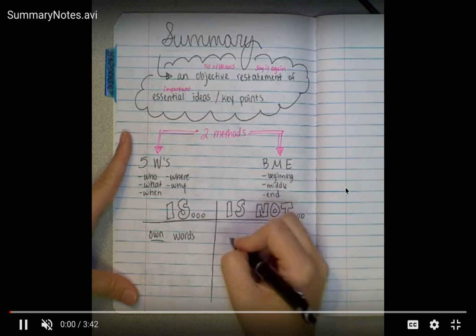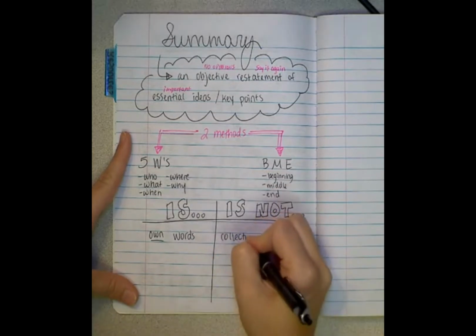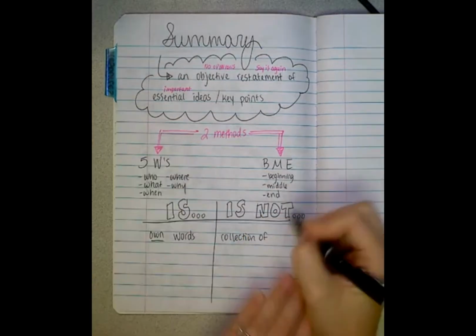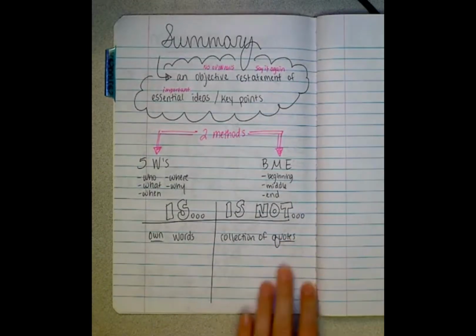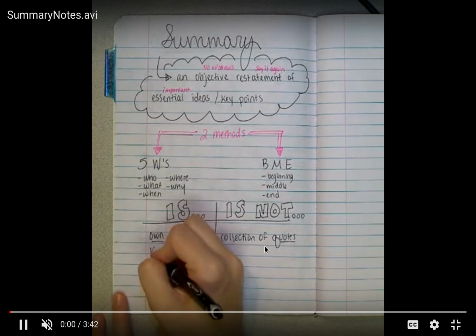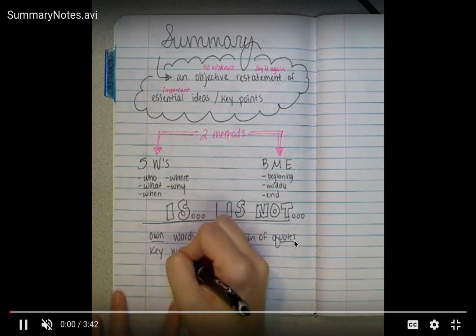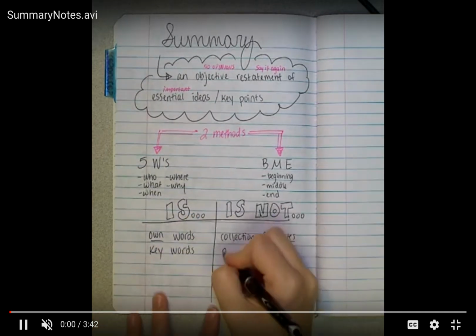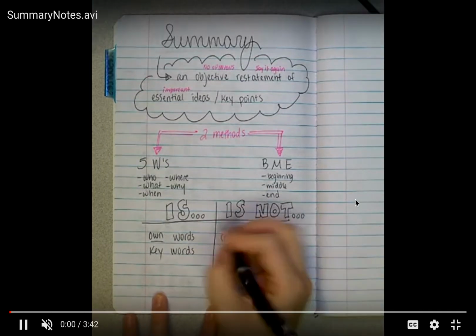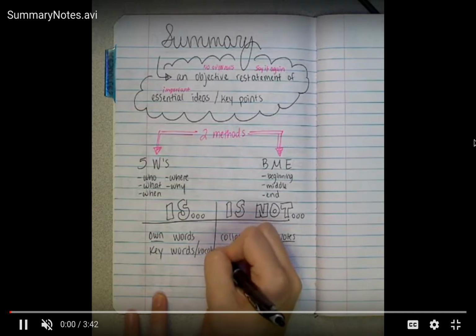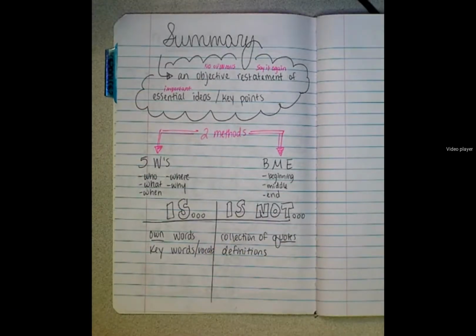So a summary is your own words, okay? Your own words of what happened. It's not a collection of quotes. You still want to keep the author's ideas, but we shouldn't see any direct quotes or quotation marks. That's for a reader paragraph, not for a summary. You should see some key words, some key vocabulary words, but we're not just listing the definitions.